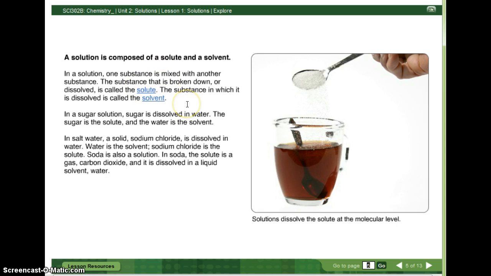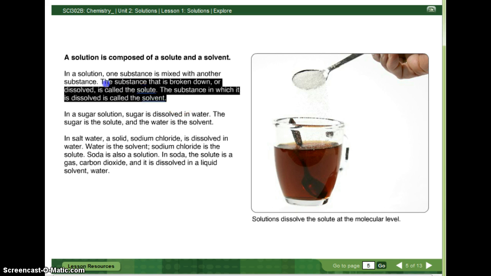In a sugar solution, sugar is dissolved in water. The sugar is the solute. The water is the solvent. So we're going to just copy paste that sentence right there into our notes.